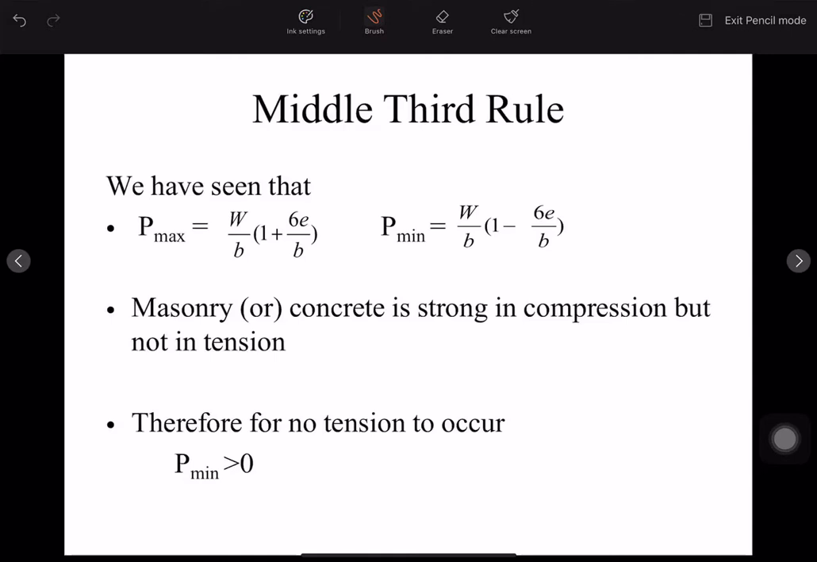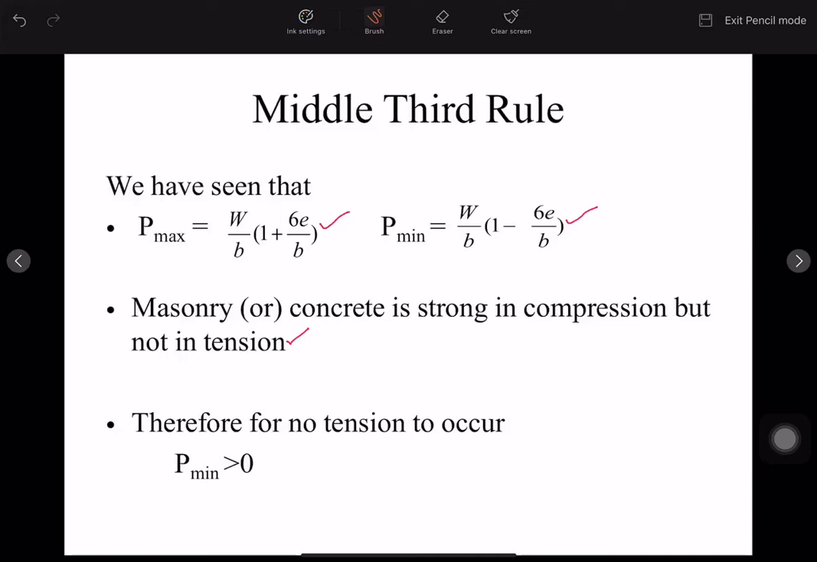We have seen that P max or sigma max, whatever it is, the maximum stress at the base of the dam, which will generally be at the toe position of the dam, is W by B into (1 plus 6e by B). And in the same way, we got the minimum pressure as W by B into (1 minus 6e by B). And masonry or concrete is strong in compression but not in tension. We are well aware of this fact.